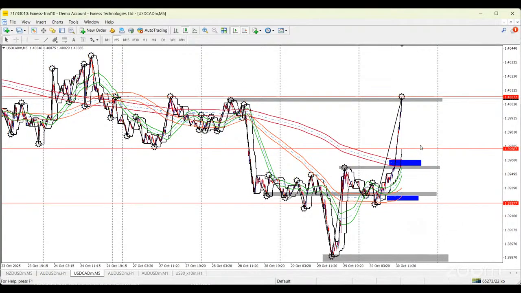Perfect. I've now marked out seasonal zones where I expect retracement to occur from. So watch out for these levels. If you don't have the indicators, it is fine, I understand. So take note of the price levels and then let's see what price does around those zones.